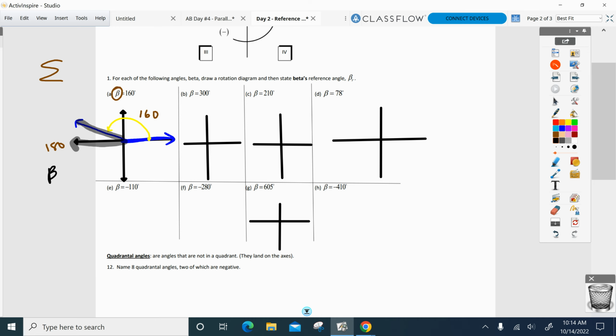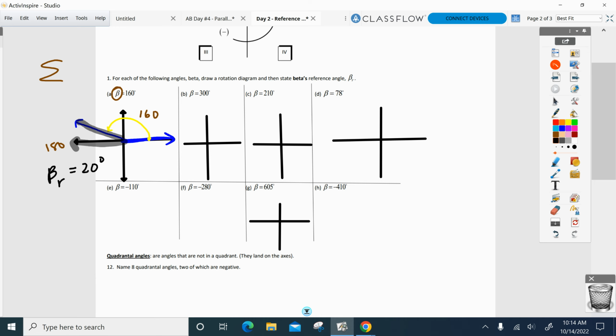Beta, which is my angle, and I'm going to put a little subscript r. Guess what that r means? Reference angle. Thanks, Tom. Reference angle equals 180 minus 160, 20 degrees. Is it positive? Is it acute? It's got to be positive and acute. So that's what a reference angle is, formed by the terminal side and the x-axis. So it gives me an angle less than 90.